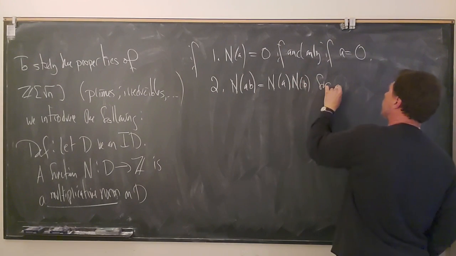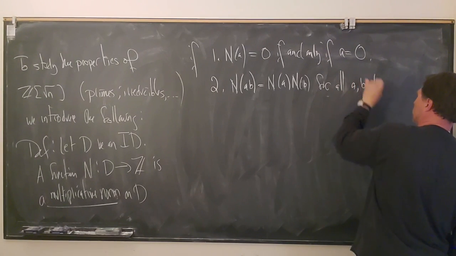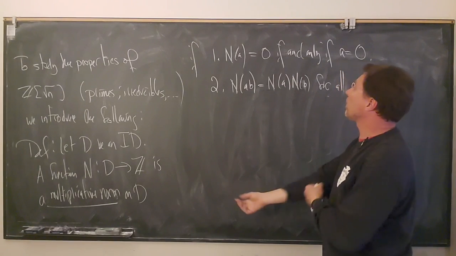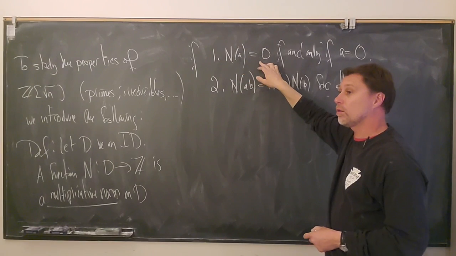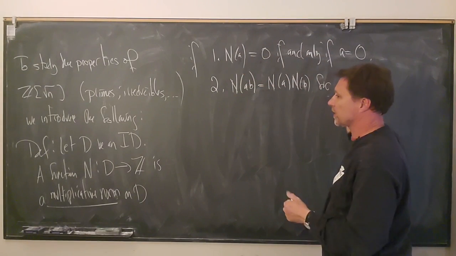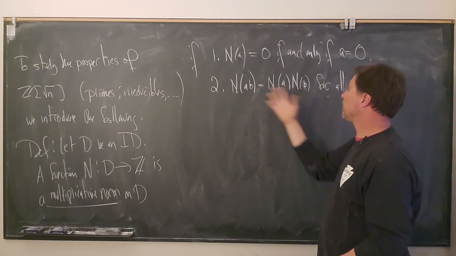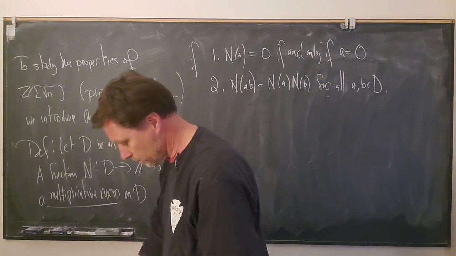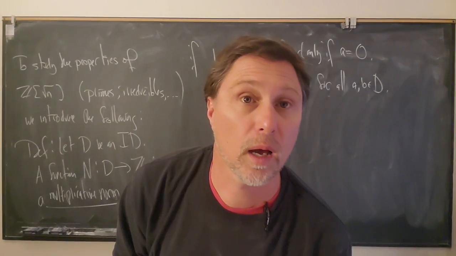for all a and b in D. There's the multiplicative part right there. So a multiplicative norm is one that only sends a to 0 in the case that a is 0, and secondly, it satisfies this multiplicative property right here. Now, how are we doing on time?